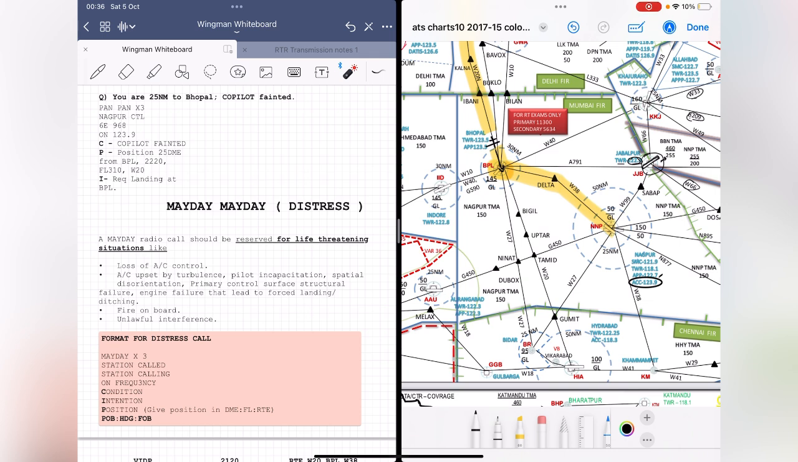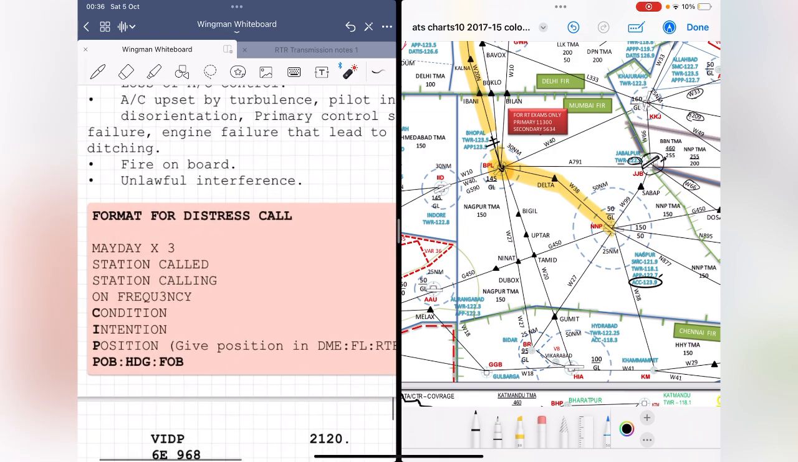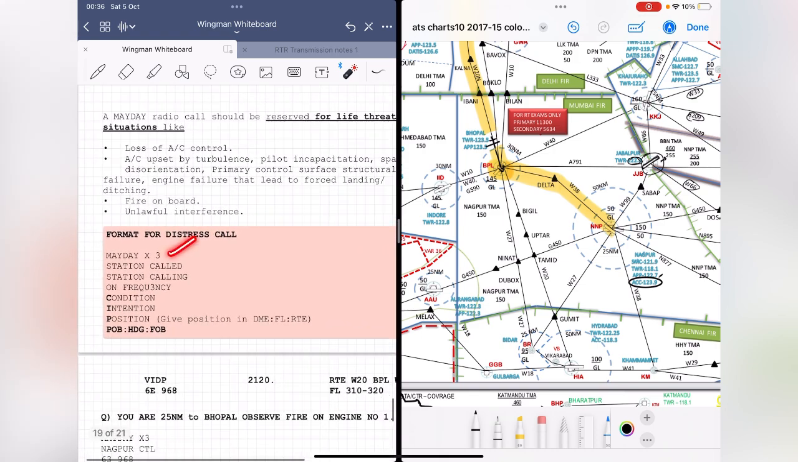So, what's the format for a Mayday call? Again, just like pan-pan, to catch the ATC's attention that you are in a distress situation, you're going to declare Mayday, Mayday, Mayday. Just like pan-pan, you're going to repeat it thrice, followed by whatever the remaining call is. So, let's look at the format. The format is Mayday, Mayday, Mayday, followed by the basic skeleton of who's calling, whom you are calling, and what frequency you are on. So: Mayday, Mayday, Mayday, station called, station calling, and the frequency you are on now.